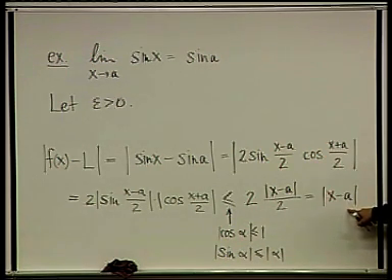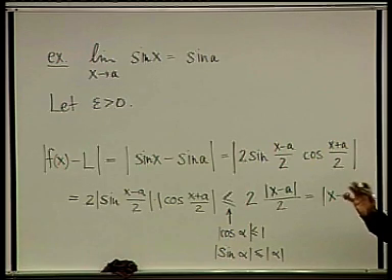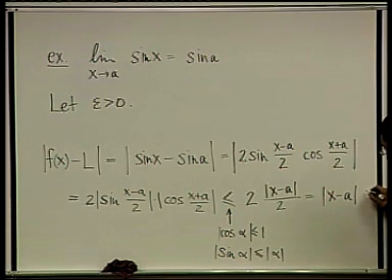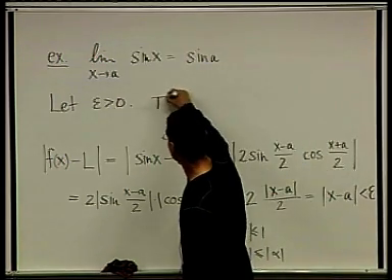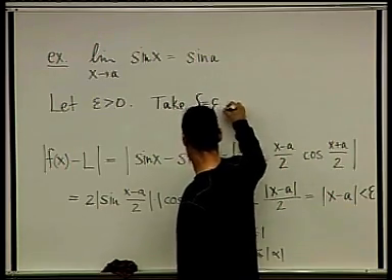Not for every delta. No. Careful, careful. The "for every" and the "for all" are very delicate here. I want to be able to write this is less than epsilon. How can I guarantee this? Right. Take, in this case, delta just to be equal to epsilon.